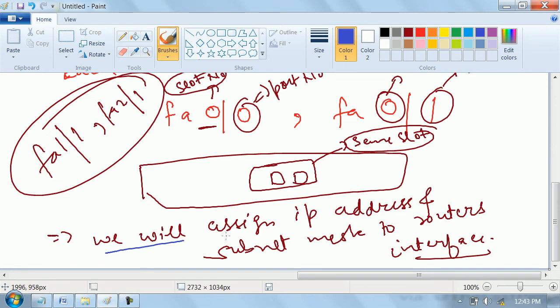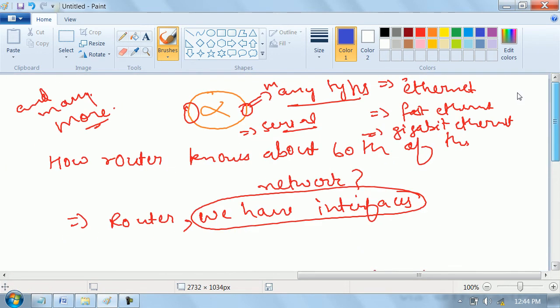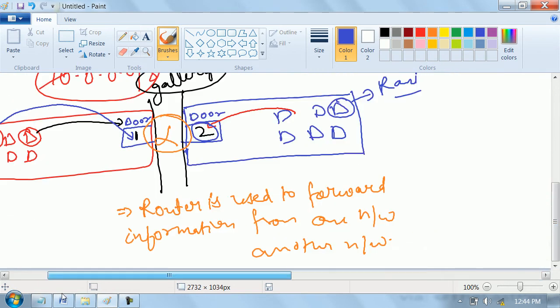First thing, we never assign an IP address to a router. We always assign an IP address to an interface. Agree? All of you know the command to assign an IP address to a router's interface? Okay, what is the command?